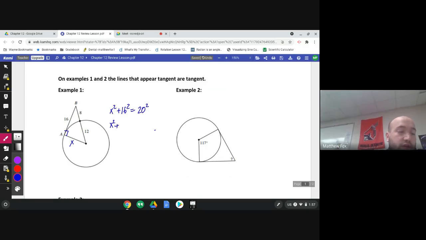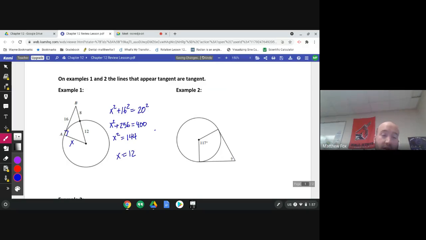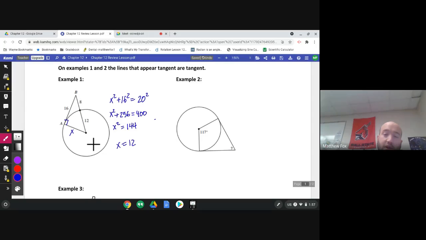We'll go ahead and square those. Use your calculator if you need to. 16 squared is 256. 20 squared gives us 400. We subtract the 256. We're left with x squared equals 144. Take the square root, and we will get x equals 12. That is what our radius is. Okay. Now, some of you might have already known that because if you look right here, there is the radius as well, right there, 12. So it makes sense. You could have just solved it that way, but either way, you have your answer, 12.